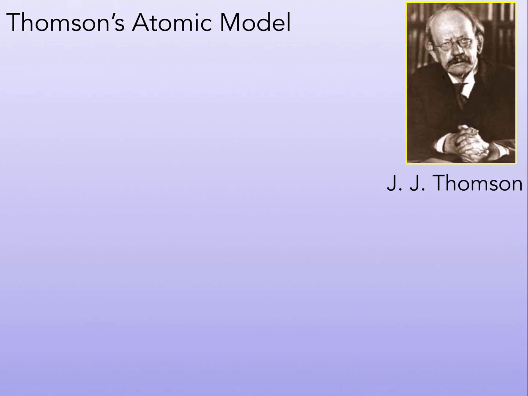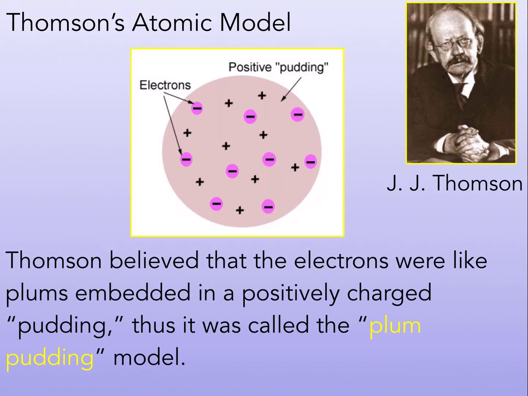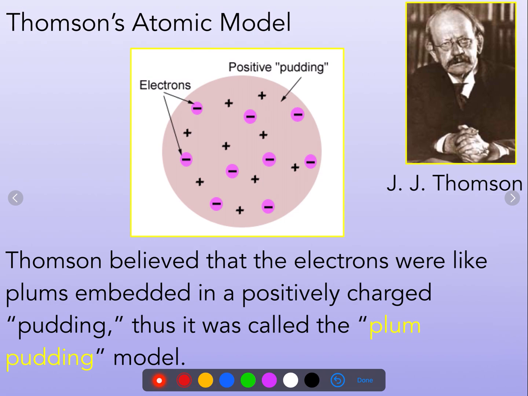Thomson's atomic model. So Thomson, his idea is that, sure, we've got electrons, but if electrons are going to be staying together in something, they're probably attracted to some kind of material. So he's surmising that there's positive charges and there's these negative charges in an atom.